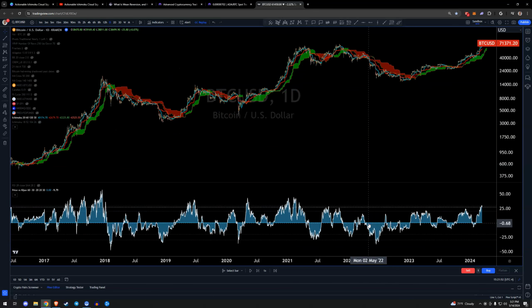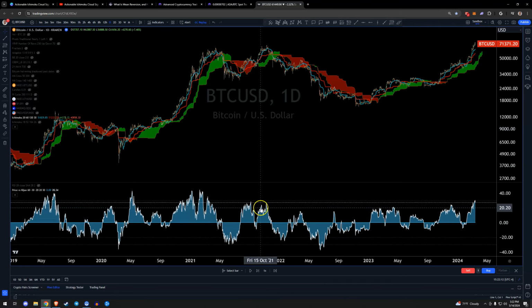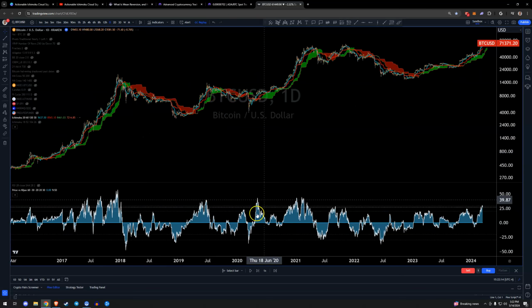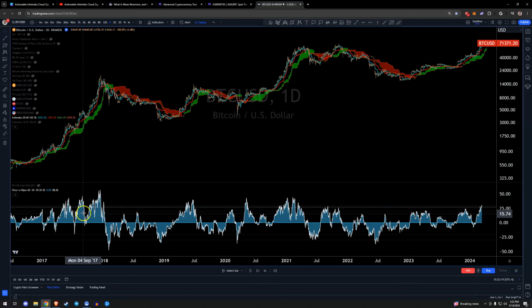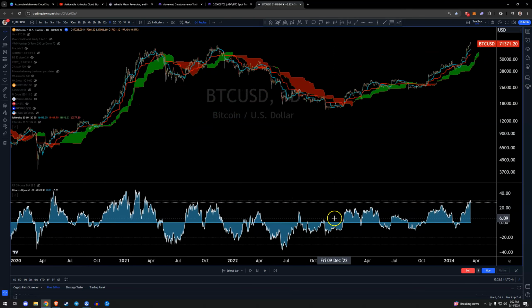And again, this is subjective. It's a probability thing. At that time, we were almost 30% above the Kijun. And historically, we are an outlier there. Even in the bull market period of 2017, we frequently came back on that mean reversion.